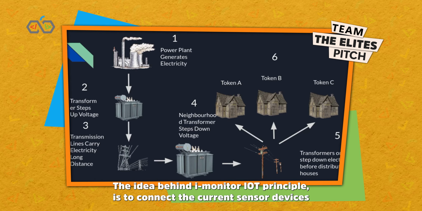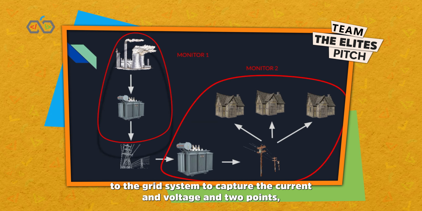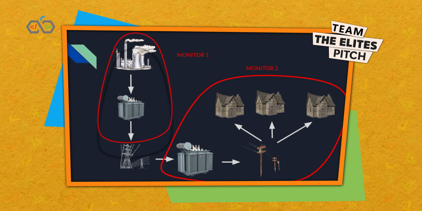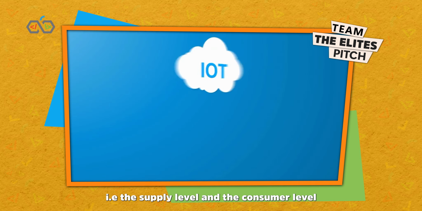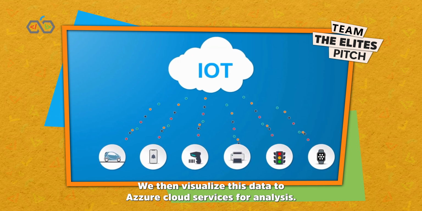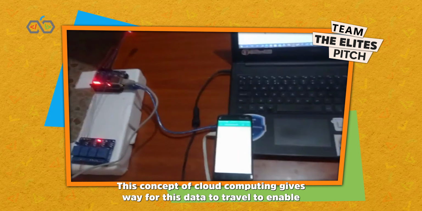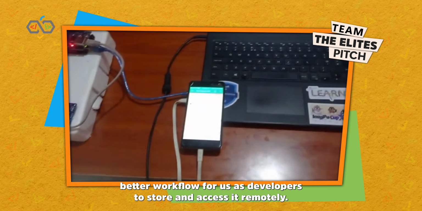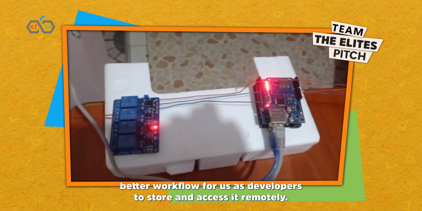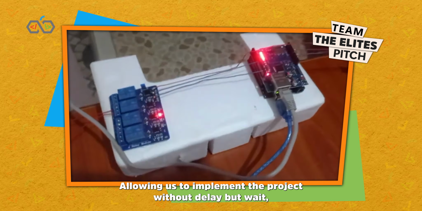The idea behind the iMonitor IoT principle is to connect the current sensor devices to the grid system to capture the current and voltage at 2 points, that is the supply level and the consumer level. We then send this data to the Azure Cloud Services for analysis. This concept of cloud computing enables better workflow for us as developers to store and access it remotely, allowing us to implement the project without delay.